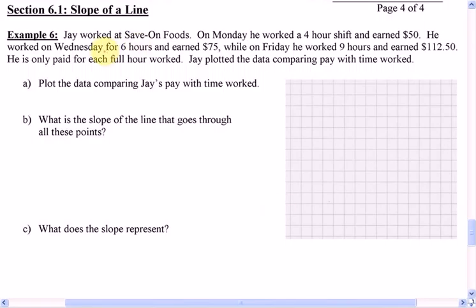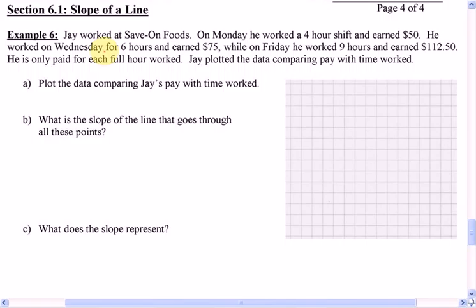Jay works at Save on Foods. On Monday, he worked a 4-hour shift and earned 50 bucks. He worked Wednesday for 6 hours and earned 75, while on Friday he worked 9 hours and earned 112.50. So it looks as though he only gets paid for each full hour worked. If you work 40 minutes in an hour, you don't get paid at all. You have to work the full 60 minutes before you get paid.